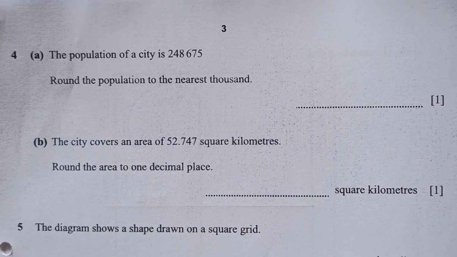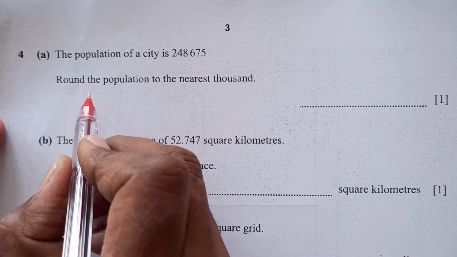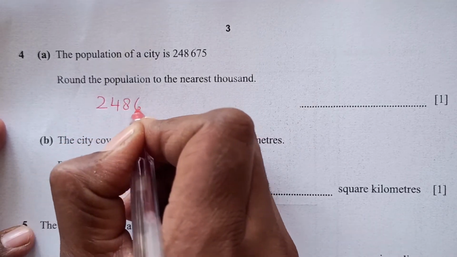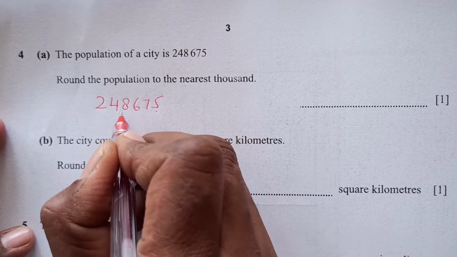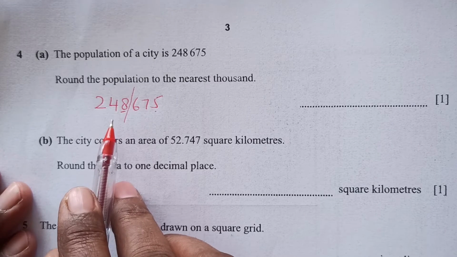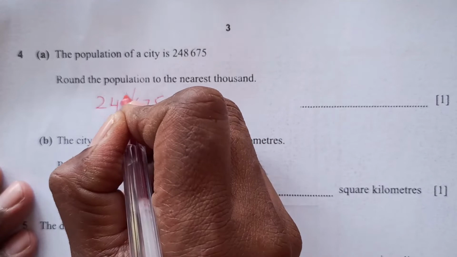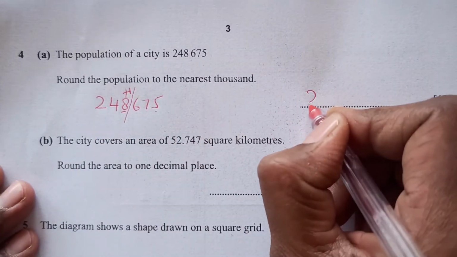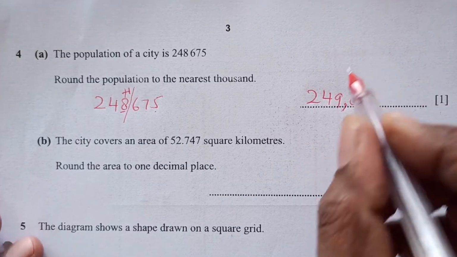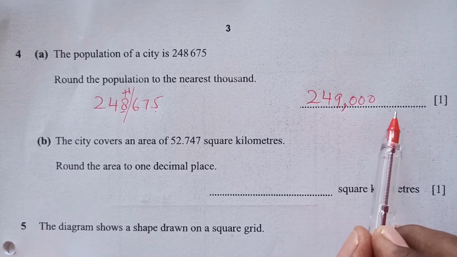Here we have a question on rounding. The population of a city is 248,675. Round the population to the nearest thousand. So we have 2, 4, 8, 6, 7, 5. Ones, tens, hundreds, thousands, ten thousands, hundred thousands. So this is the place. Nearest thousand. The digit after it is greater than 5, so we are going to add one here. So that will become 249 then 3 zeros, 249,000. When we speak, the answer is 249 thousand, right?